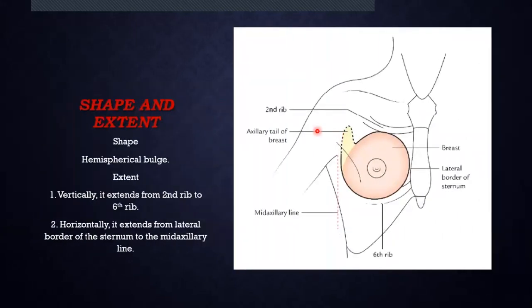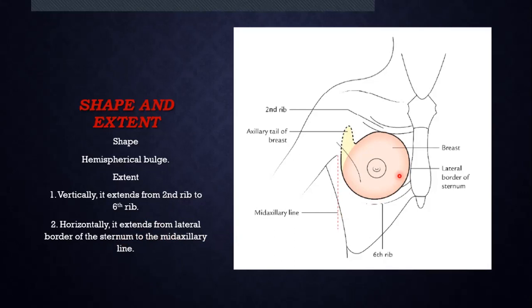So shape and its extent. Now, the breast is hemispherical in shape. How does it extend? Vertically, it usually extends from the second to the sixth rib, and horizontally, it extends from the lateral border of sternum to the mid-axillary line.